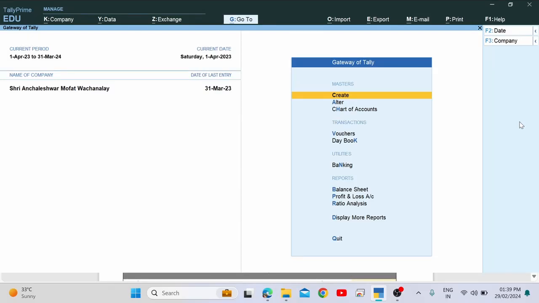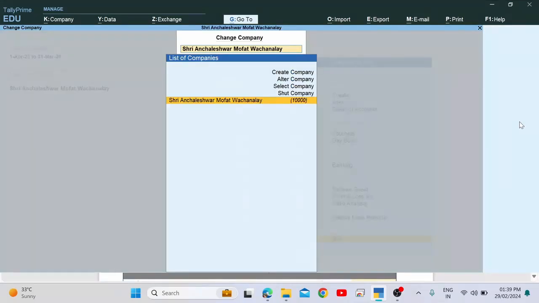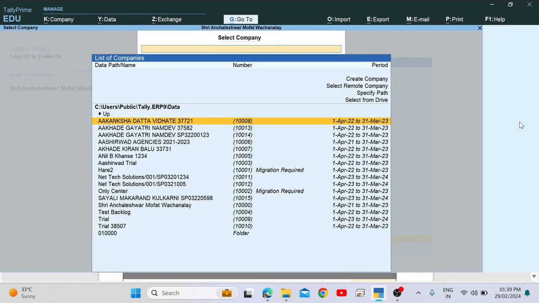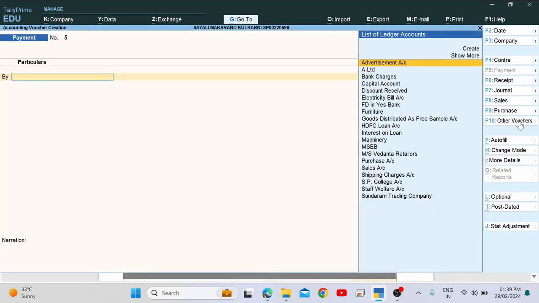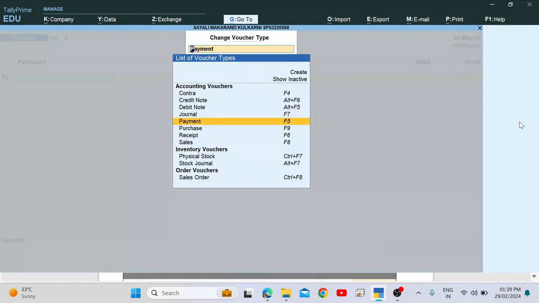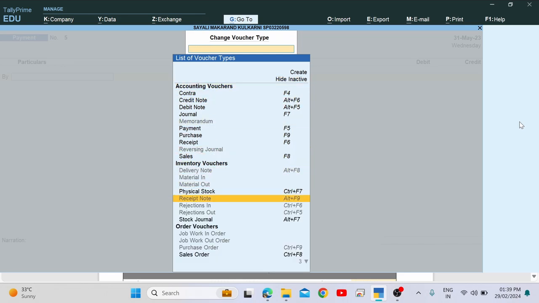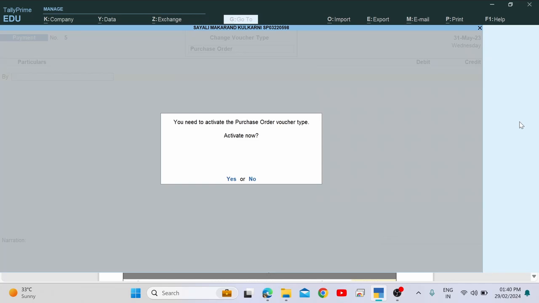This is Anchaleshwar Mopat Vachanalaya. We want to work in Sile's company. First select Sile's company. We are in that company. And then, as discussed, we want vouchers. Correct. And in the other vouchers, we are interested in purchase order. Purchase order is not there in the active buttons, therefore show inactive, and in that somewhere we'll get purchase order. Purchase order is here. Just activate it by saying S, Y or enter anything.